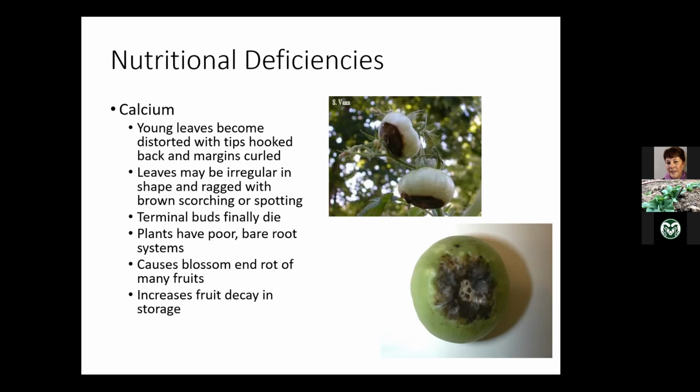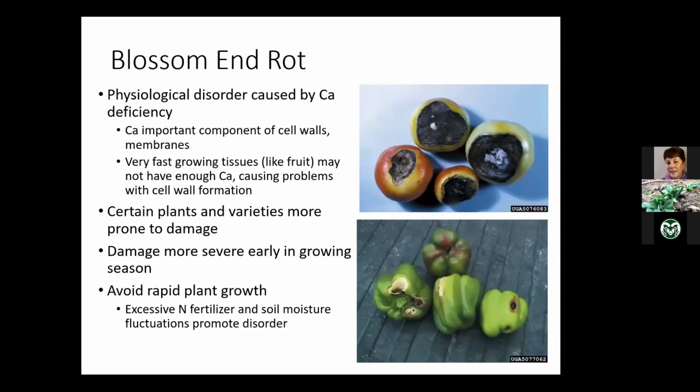Now, the leaves on the plants can also show some hooked tips or curled margins as well. The terminal buds may die, and the plants have a really poor root system. So again, this is one of those things where we caution with blossom end rot to make sure that there's calcium in the soil. Now, calcium in the soil is important because calcium has to come up through the root system of the plant. Calcium sprays do not actually work, other than what they're doing is it runs off into the soil, the calcium goes in the soil, and then the roots will take it up.